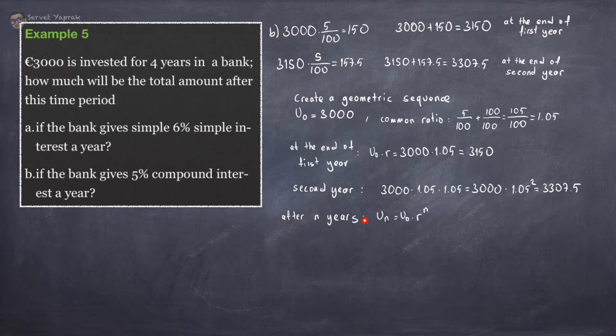So, if we confirm the formula works, let's calculate what will happen after 4 years. We are looking for u4. Fourth term equals zero term times r to the power of 4. So 3,000 times 1.05 to the power of 4, then 3,646.52 euros will be in the account after 4 years.